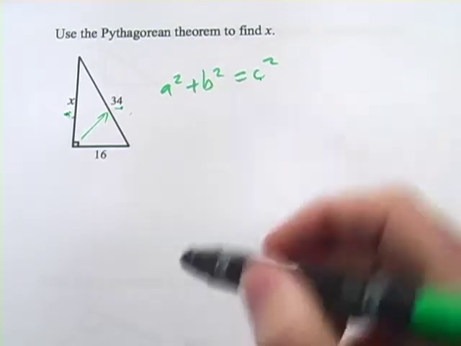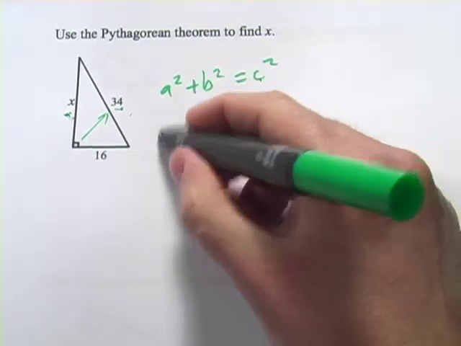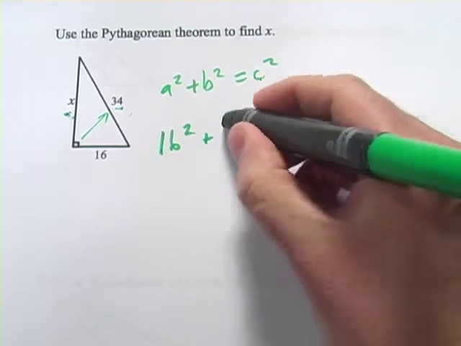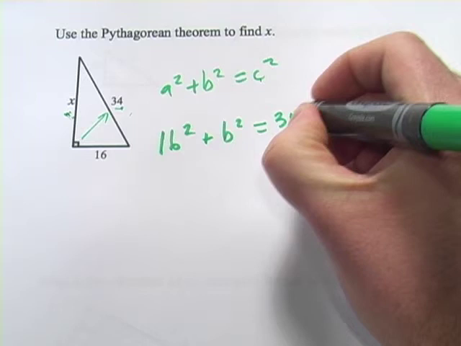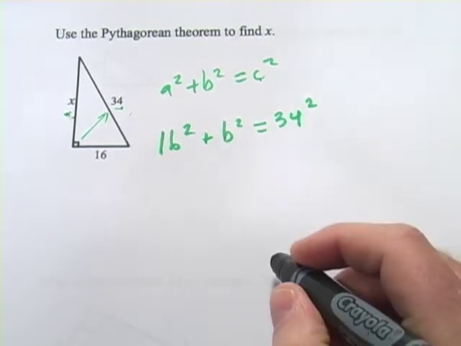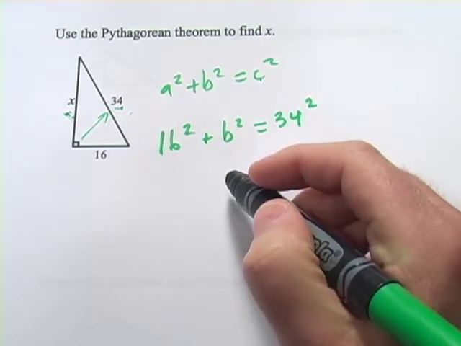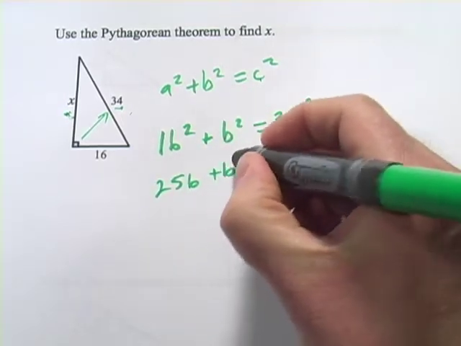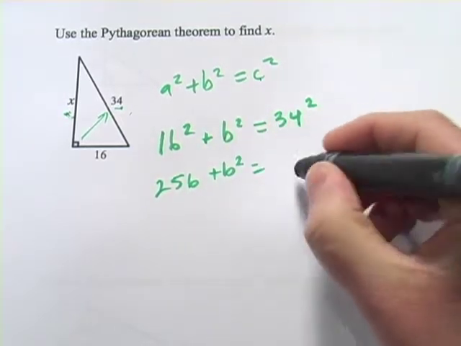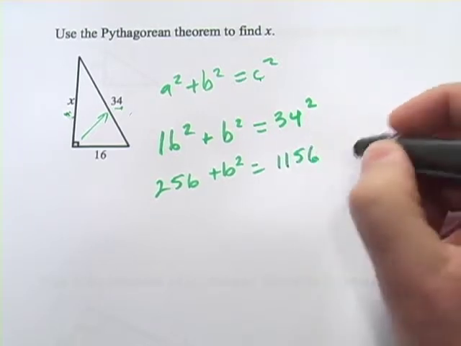So let me set this up with the numbers. A squared becomes 16 squared. B squared, I'm just going to leave as it is. And then c squared is 34 squared. So let me do the squaring here. 16 squared is 256. And 34 squared is 1,156.